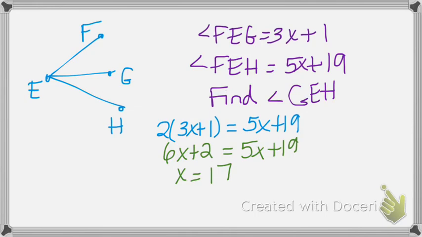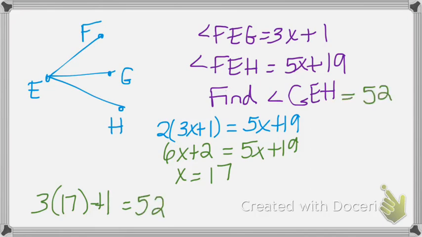Oh, I did that completely wrong. It's asking me to find GEH, which is that bottom angle. I don't know the bottom angle, but I know the top angle, FEG. It's supposed to be the same, right? So FEG, I'm going to plug 17 into that. 3 times 17 plus 1. And I get 52. And so 52 is what I'm looking for, because both of those angles are the same.